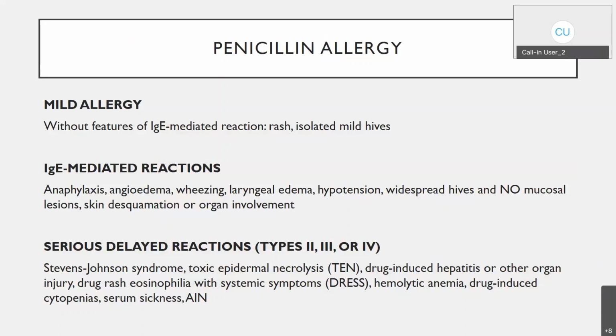We become a little more concerned if patients have an IgE-mediated reaction with anaphylaxis, angioedema, wheezing, hypotension, hives everywhere, skin desquamation, or any organ involvement. So that's a more serious reaction. And then very serious delayed reactions, type 2, 3, or 4, would be things like Stevens-Johnson syndrome, TEN, drug-induced hepatitis, DRESS (rash, eosinophilia, and systemic symptoms), serum sickness, or acute interstitial nephritis from the drug. That would be considered a serious reaction.